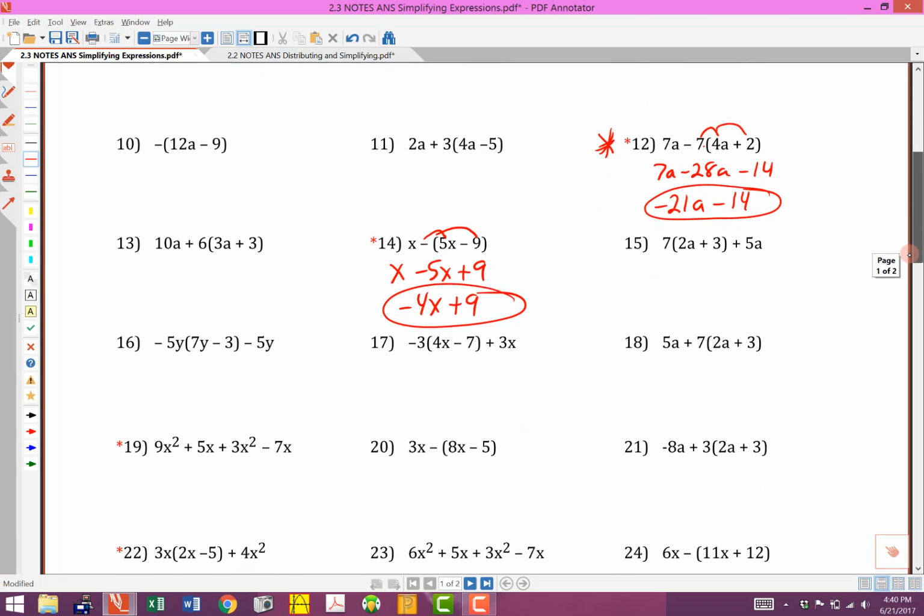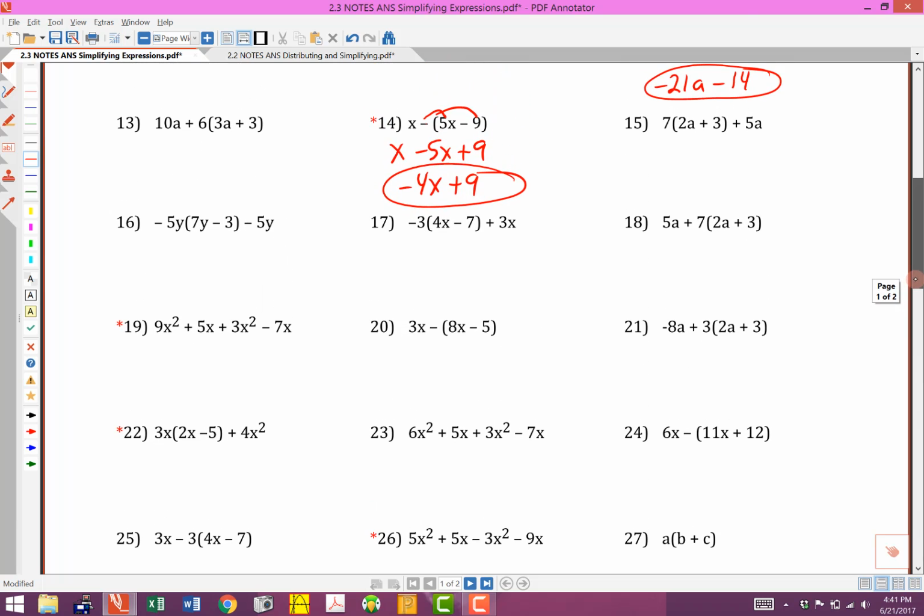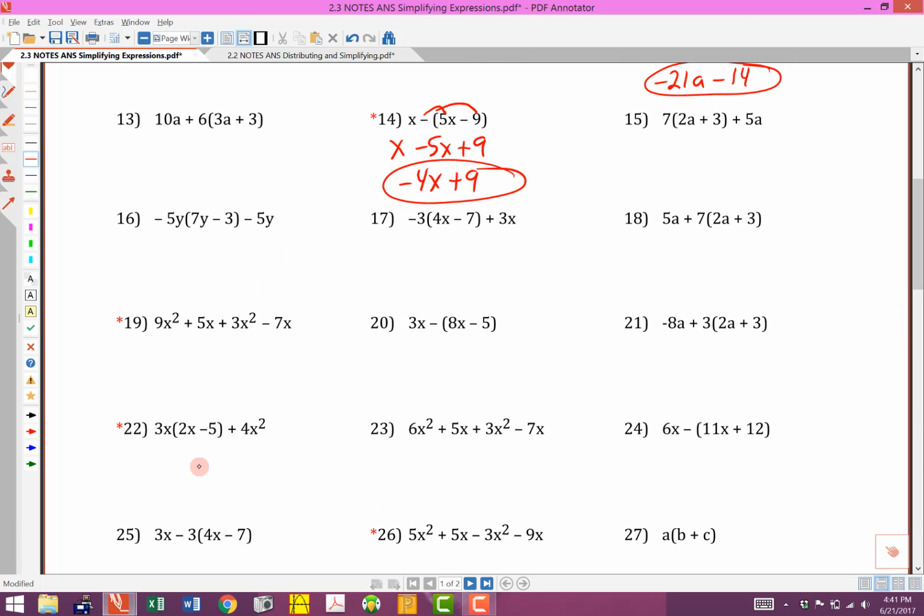Slide down and do a couple more of these. Let's see what we've got here. We've got 3 more we want to take a look at. We want to take a look at number 19, number 22, and then number 26. So here's number 19. You'll notice that there's no distributing to do. There are no parentheses. All we have to do is collect like terms. So there are some like terms.